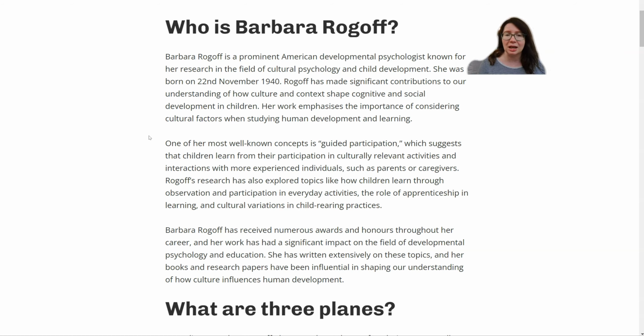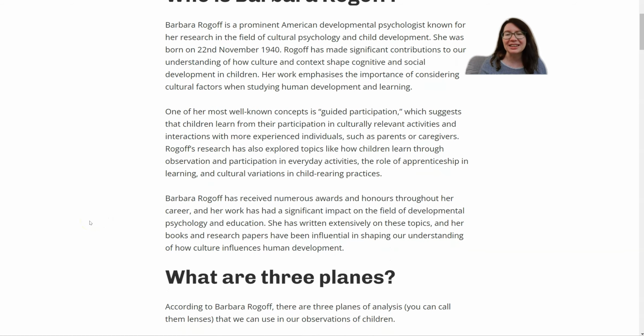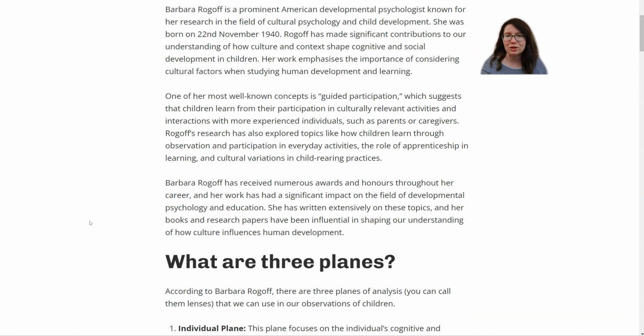But she is also a prominent researcher. She was born a long time ago, in 1940, in November, like me, and she made a lot of significant contributions, as opposed to me, to understanding how culture and context shape cognitive and social development in children. What I really like about Barbara Rogoff's work is that it's built on her own research, but also incorporates all the knowledge about sociocultural historical theory by Lev Vygotsky that we all know.